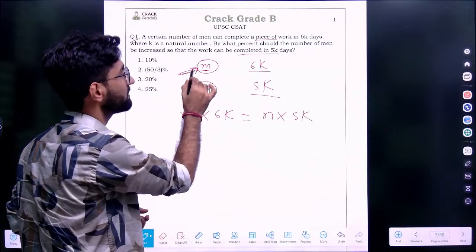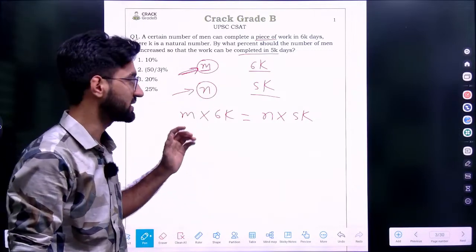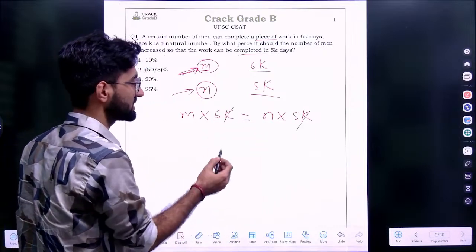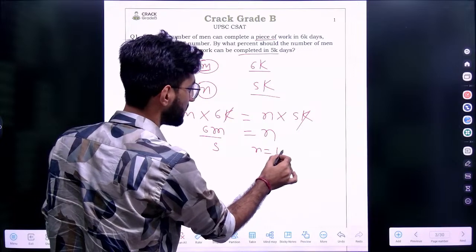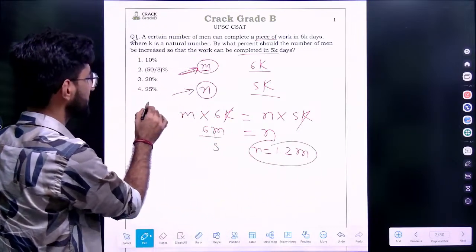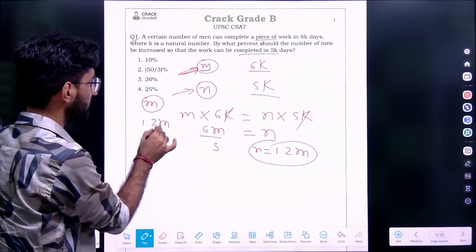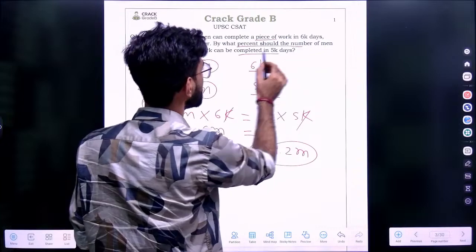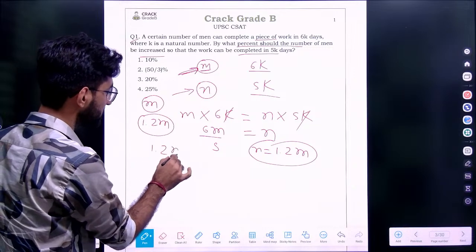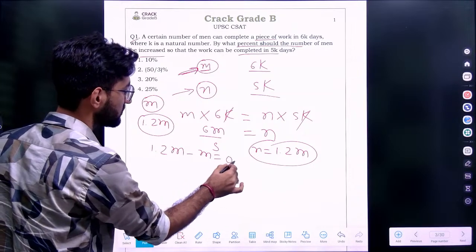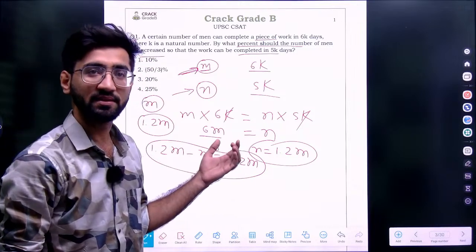And remember that m is the number of men in the first instance and n is the number of men in the other case when the number of men has been increased, right? So k and k will cancel each other. So n equal to 6m by 5, and obviously n equal to 1.2m, right? So now we can say that initially the number of men was m, and now the number of men is 1.2m. So we have to find by what percent the number of men should be increased. It means the number of men that has been increased is 1.2m minus m, that is equal to 0.2m, right? It means 0.2m men have been added in the second situation.